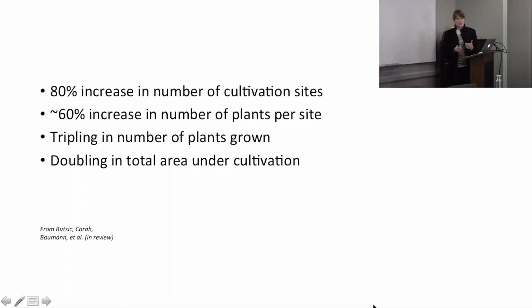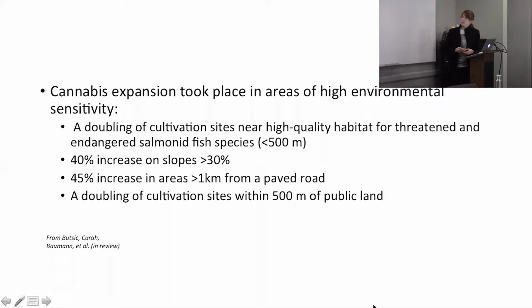There was a tripling overall in the number of plants being grown and a doubling in the total area under cultivation. We also found that expansion was taking place in environmentally sensitive areas. There was a doubling of cultivation sites near high quality endangered species habitat. We were looking at coho salmon and steelhead trout in this case. There was a 40% increase on really steep slopes, over 30%, and a 45% increase in area in remote areas, places more than a kilometer away from a paved road, and a doubling of cultivation sites located within 500 meters of public land.